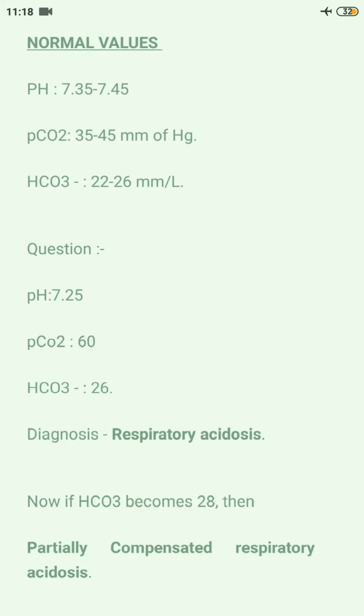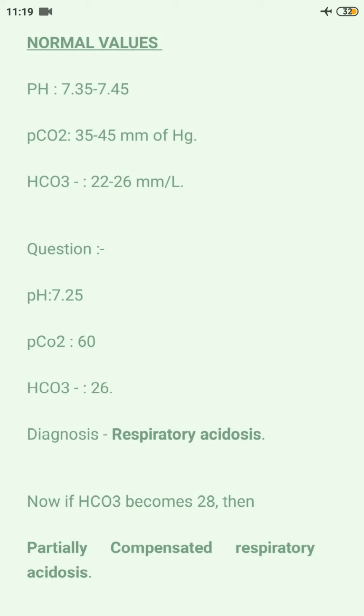Now, before going to the questions, which is the main topic of this discussion, we should first be knowing three important normal values: pH, which lies between 7.35 to 7.45, PCO2 35 to 45 mm of Hg, and HCO3 22 to 26 milliequivalent per liter. Now, anything less than 7.35 is acidosis, and anything more than 7.45 is alkalosis.